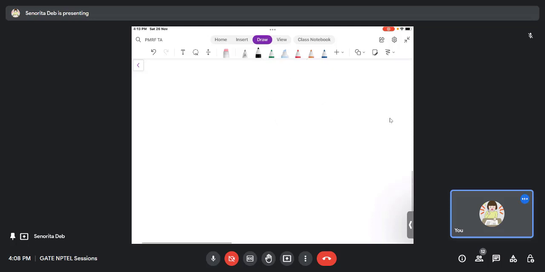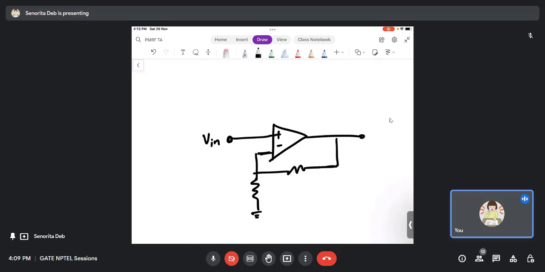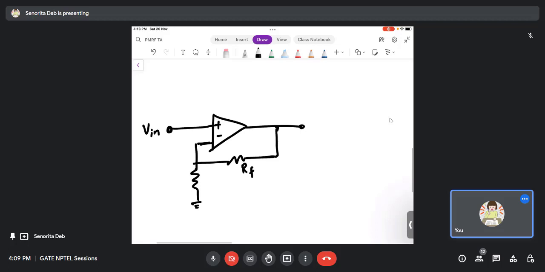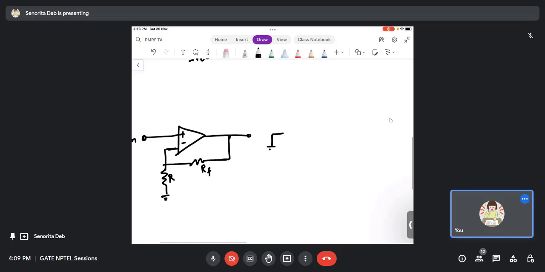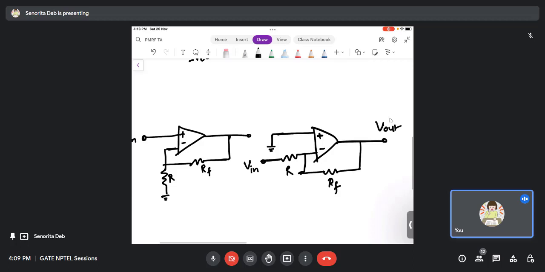Now the normal configuration that we normally see is something like this, where the input is here and you have a circuit like this. You would have seen this one, and another type you would have seen as well. These two you would have seen.